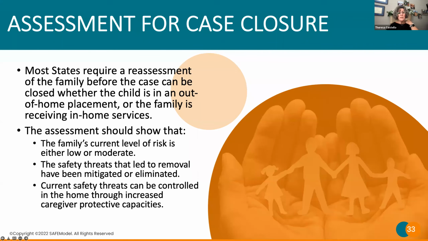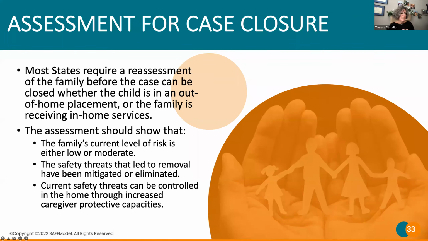They can look at the level of risk, they can look at those circumstances, the safety threats that existed at the point that the case was opened or the child was removed, and whether those have been eliminated. And then we've already talked about the idea of looking for how we've made progress to enhance those caregiver protective capacities so that we can feel confident in closing the case. So that really talks through the life of a case, how we use safety and risk decisions or structures to guide that process.